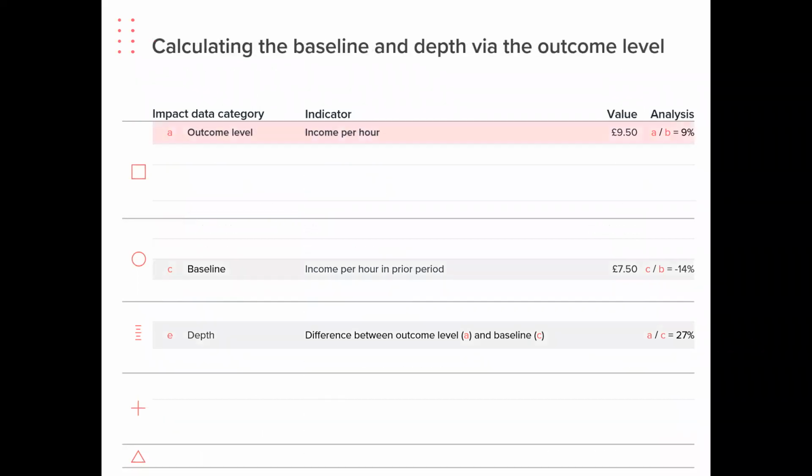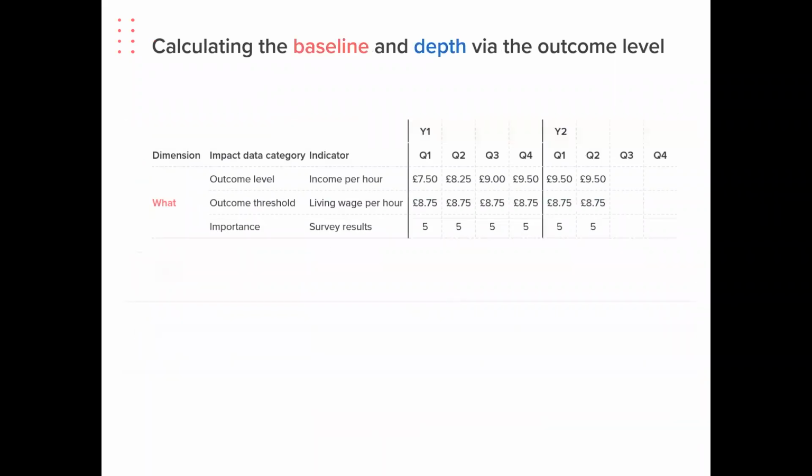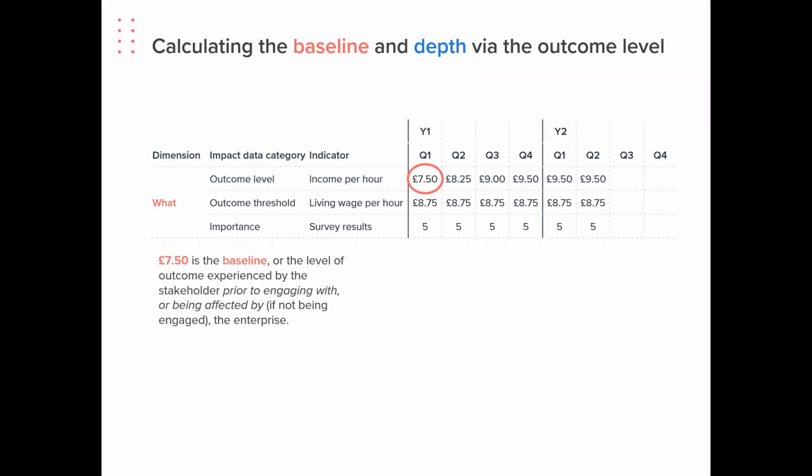I want to go from that to specifically looking at outcome level, baseline, and depth, and highlight to you that it was frustrating to have to lay these out as categories of data, because in reality, if you're looking at this from a spreadsheet perspective as a company, and you're looking at trying to show your impact on a given population year on year, these concepts are actually intrinsically related to each other. In other words, your outcome level, your what, is what you're paying a person in this particular example in a given time period. And so you can see that that's been laid out here.